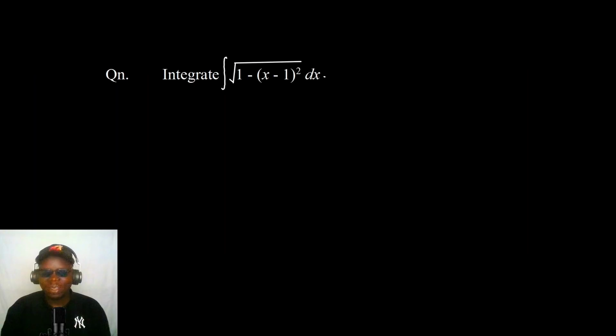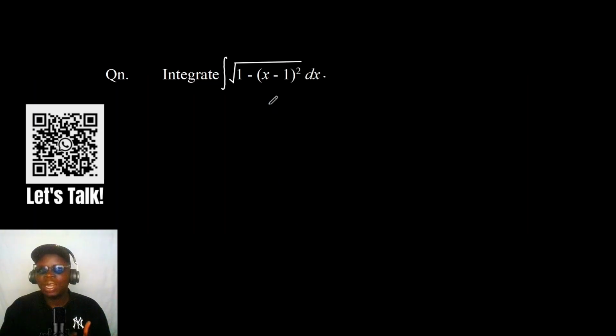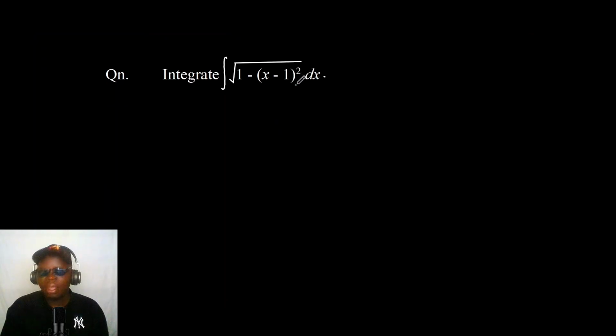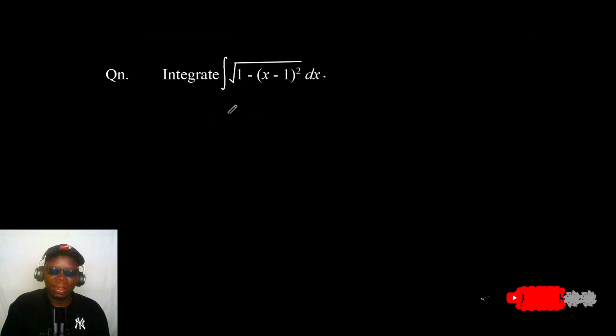On our board, we have a simple integration, but it looks a little bit tricky if you don't know exactly what to do. This one would have been easy if we lacked this square root, then we could simply expand and integrate directly. But because of this obstacle, we have to do something. And that's something I'm going to tell you right now.